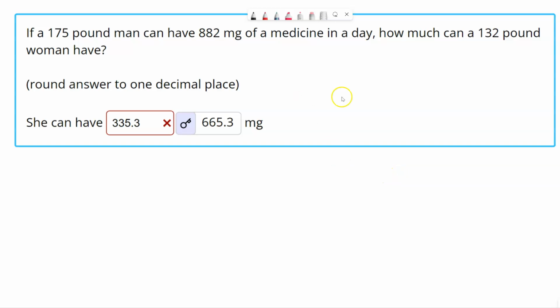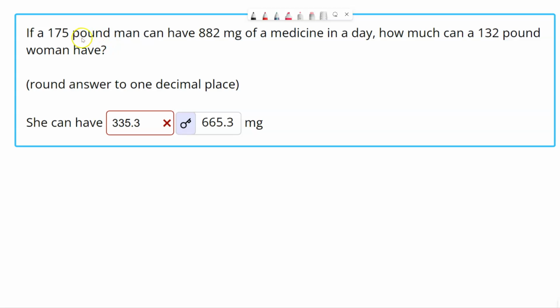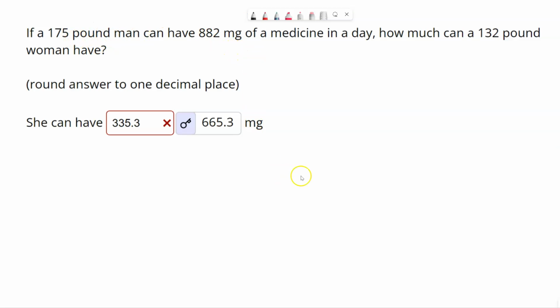Let's take a look at this proportion problem. If a 175-pound man can have 882 milligrams of a medicine in a day, how much can a 132-pound woman have? We're assuming that men and women can have the same rate of medicine per weight. We will have to make that assumption.